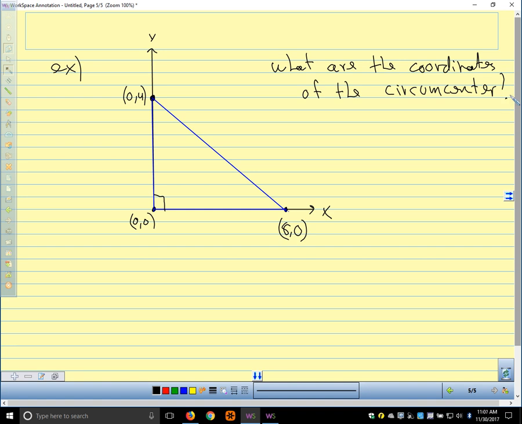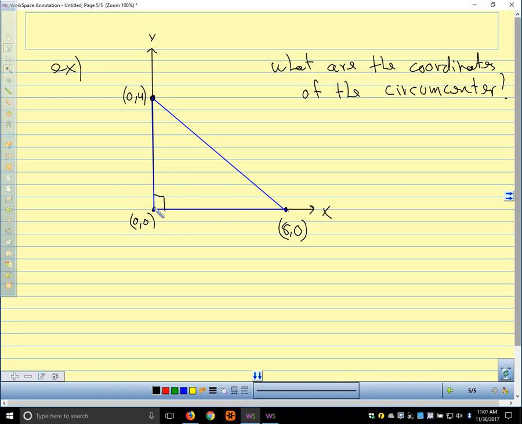And we just talked about this. On a right triangle, where is the circumcenter going to end up? It's going to be on the triangle. It's going to be on the hypotenuse somewhere. And we get the circumcenter by where the perpendicular bisectors of the sides intersect.